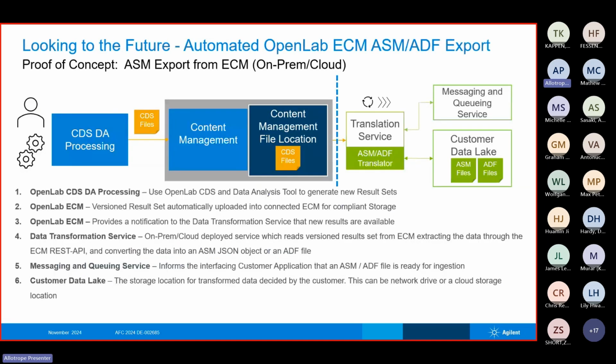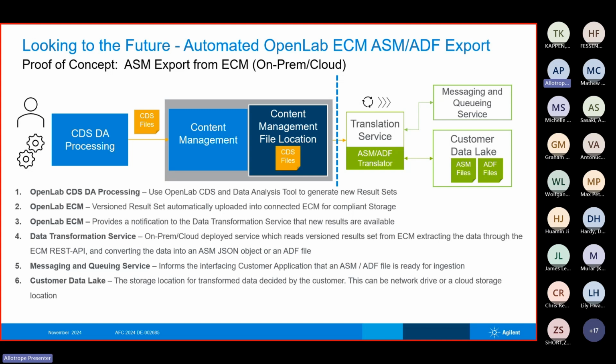Finally, this is a project and solution which is very near and dear to me. So what we see is when we are generating these ASM files, we want to do this from a centralized location. And how we are doing this is you acquire data, let's say you have 10 LCs in your lab, all connected to a centralized content management system. You do your post-processing, you do your peak integration, and it's stored there. And now all of that is connected to a translation service. What this does is, as soon as the acquired data hits the ECM, we read that, we convert it to ASM or ADF based on customer preference, and push it into the customer's data lake.